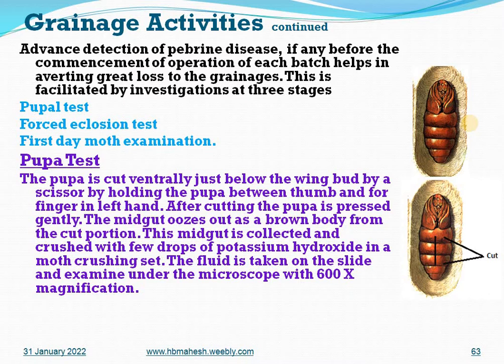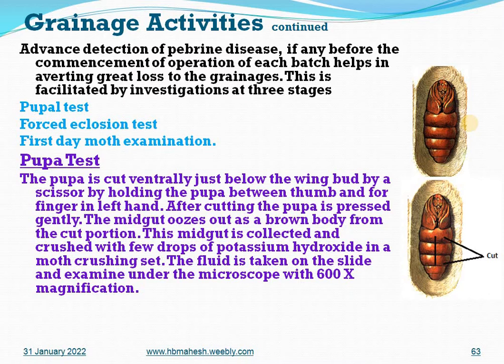Immediately after arrival, the pupa is cut ventrally just below the wing bud, as shown in the figure, with scissors, by holding the pupa between thumb and forefinger of the left hand. After cutting, the pupa is pressed gently. The degenerated midgut oozes out as a brown body from the cut portion. This midgut is collected and crushed with a few drops of potassium hydroxide solution in a mortar crushing set. Then the fluid is taken on a slide and examined under a microscope at 600x magnification.